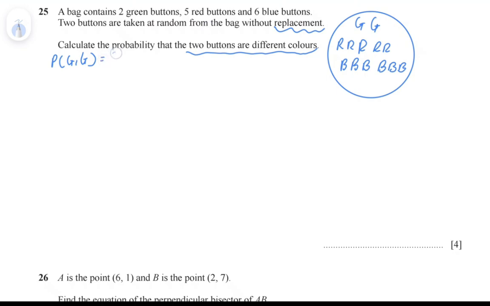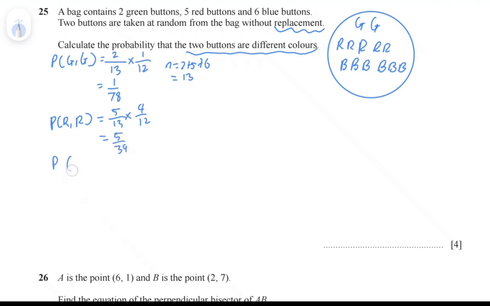So we know that the first green button, there are 2 out of the total, which is 2 plus 5 plus 6, which equals 13. So we know that there's 2 out of 13 buttons, and then 1 out of 12 buttons, as is without replacement, giving us a value of 1 over 78. Then finding the probability of red twice, we know that it is 5 out of 13 times 4 out of 12, giving us a value of 5 over 39.